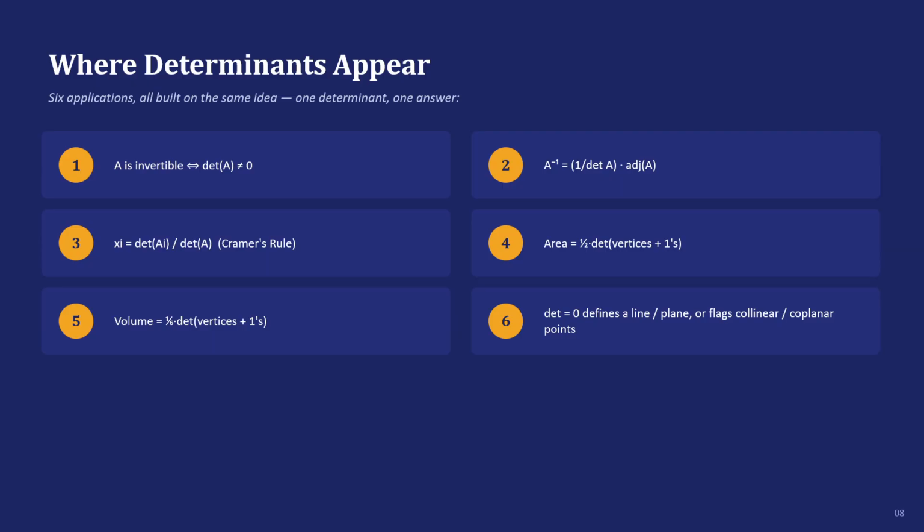So the important things here were determinants. As for applications, we have 6 applications built on the same idea of determinants and answers. So first, A is invertible: determinant A is not equal to 0, and x sub i is equal to determinant of A sub i over the determinant of A, which is Cramer's rule. Find the volume, 1 over 6 multiplied by the determinant. Then the inverse of A is 1 over determinant A times the adjoint of A.